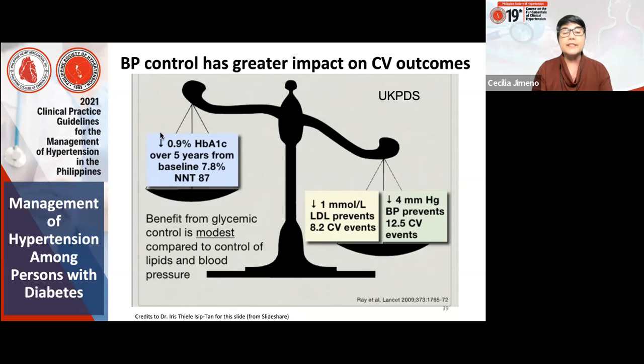So compare 8.7 for blood sugar lowering, 8 for cholesterol lowering, and 12.5 CV events for blood pressure reduction of only 4 millimeters of mercury. So the benefits of glycemic control are really modest in terms of the CV outcomes. It's really more for the microvascular complications. But if you control lipids and the blood pressure, that can have a major impact on CV outcomes.